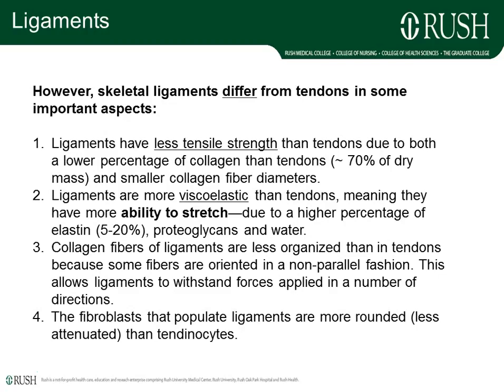Collagen fibers of ligaments are not organized in the same strictly linear fashion as tendons. Some of the fibers are non-parallel. This allows ligaments to withstand forces applied in several directions rather than just in one direction as tendons do. And the fibroblasts that populate ligaments are more rounded, according to some sources, than tendinocytes. Really, in reality, most of the tissues that I've seen, they look pretty much the same, but this is in the literature, so it's here in your lecture material.